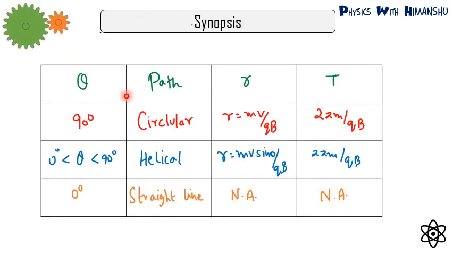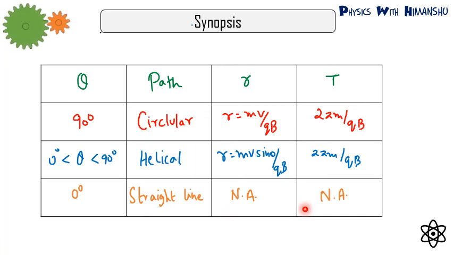So the synopsis is here. If theta is 90, circular path, radius mv by qB, time period 2 pi m by qB. If theta is between 0 degrees and 90 degrees, the path will be helical. Radius will be mv sin theta by qB, time period will be the same. If theta is 0 degrees, the particle will pass undeflected in a straight line. Radius and time period are not applicable.